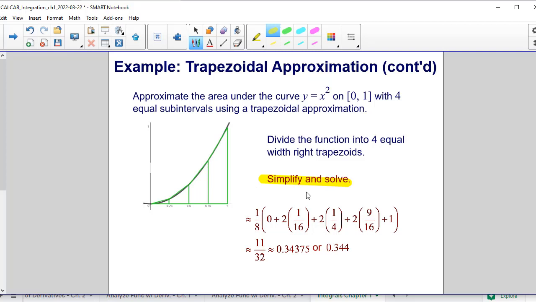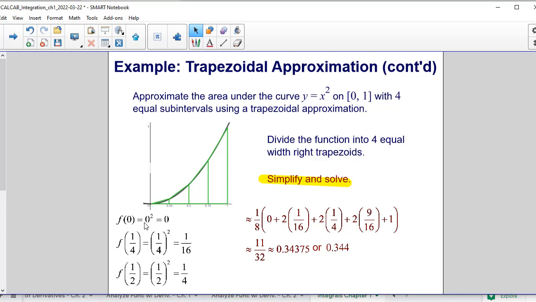Now let's simplify and solve. So how do we come up with this summation right here? We may recall that from earlier we had 1/2 times 1/4, which gave us 1/8. Now evaluating our f values, f of 0 and f of 1/4 and so on, we have f of 0 is equal to 0 squared. We're getting this from up here where it says y is equal to x squared. So f of 0 is 0.